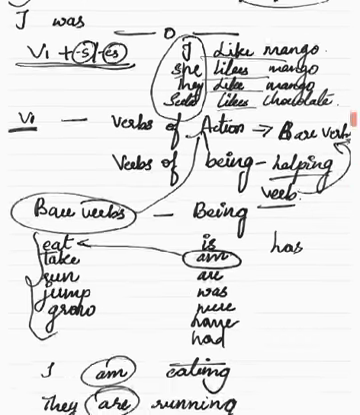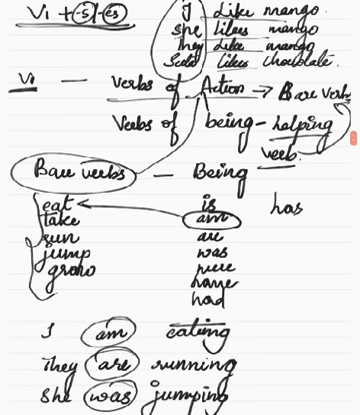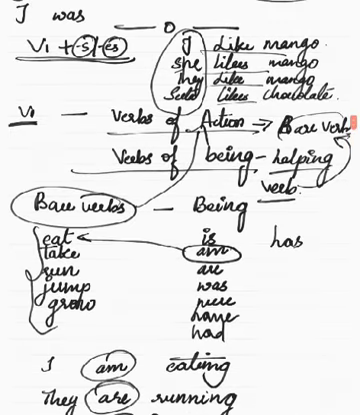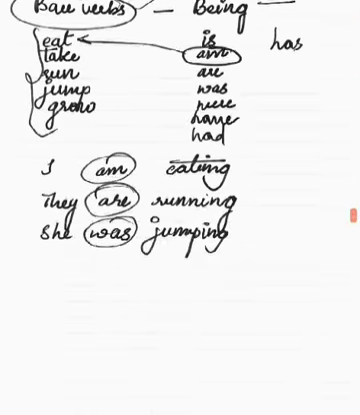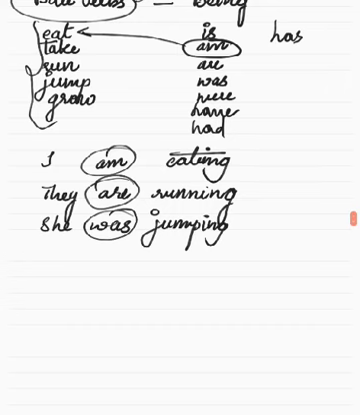Then verbs of action and verbs of being. Verbs of action are known as bare verbs, and verbs of being are nothing but helping verbs. So these are the differences, and this is how we are going to use them.